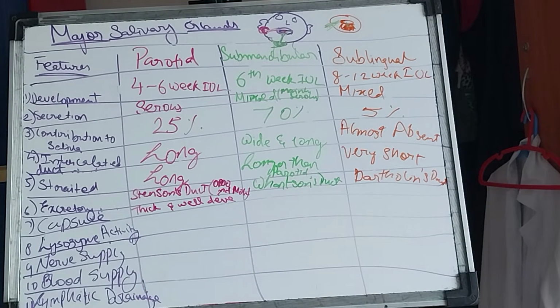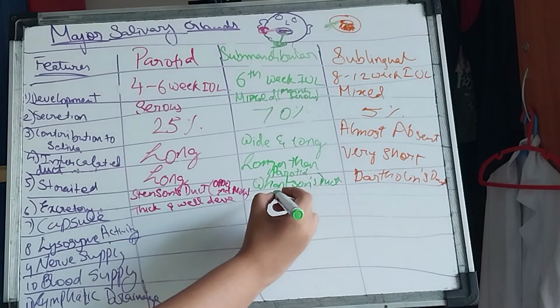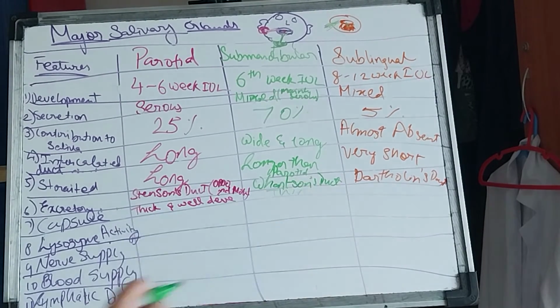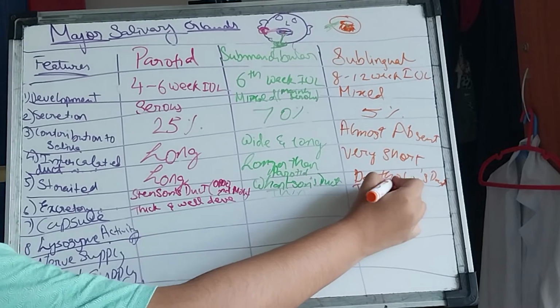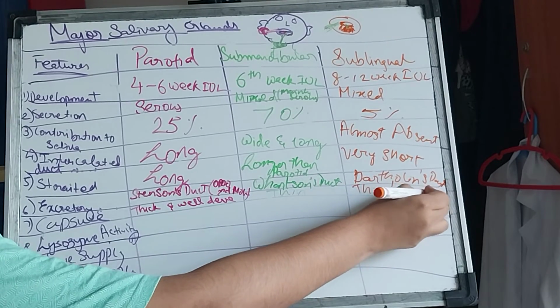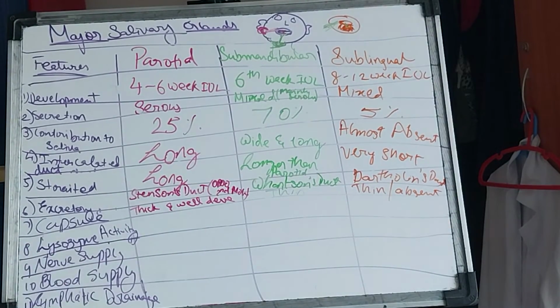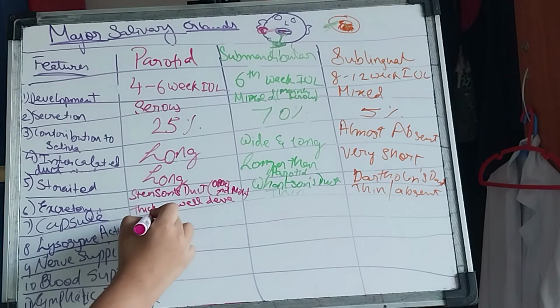Okay, while for the submandibular, the capsule is thin, and for sublingual, it is thin or absent. Okay, so now the lysozyme activity. The lysozyme activity in the parotid gland is absent.